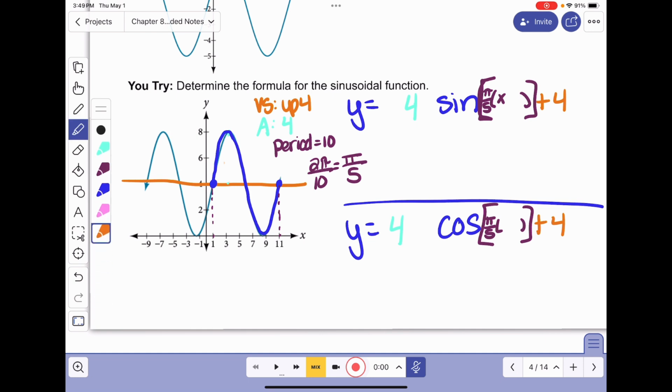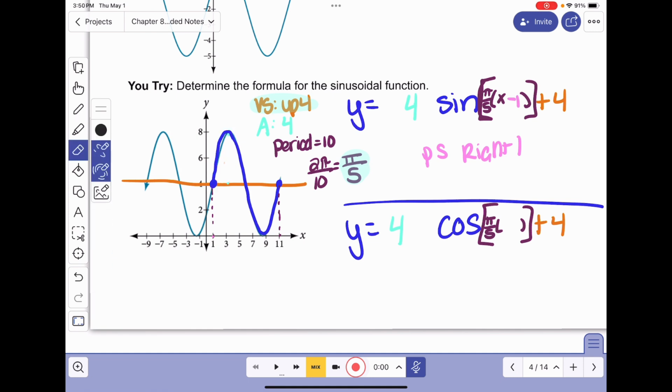Okay, so this and this don't change. Amplitude, the sign changes. And now it's the shift. That's really what the difference is. So this point is at positive 1. So we went right 1. So in here I write minus 1.